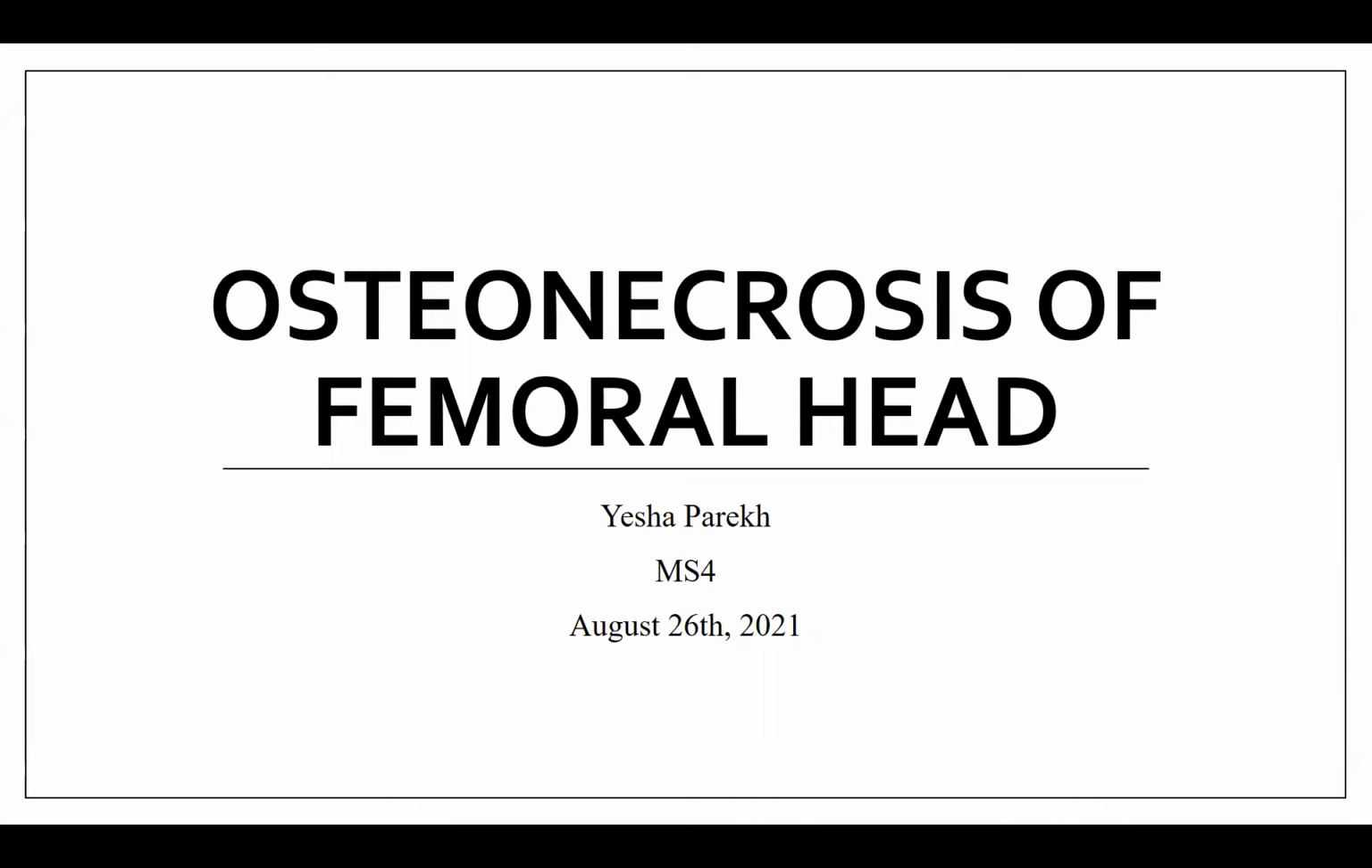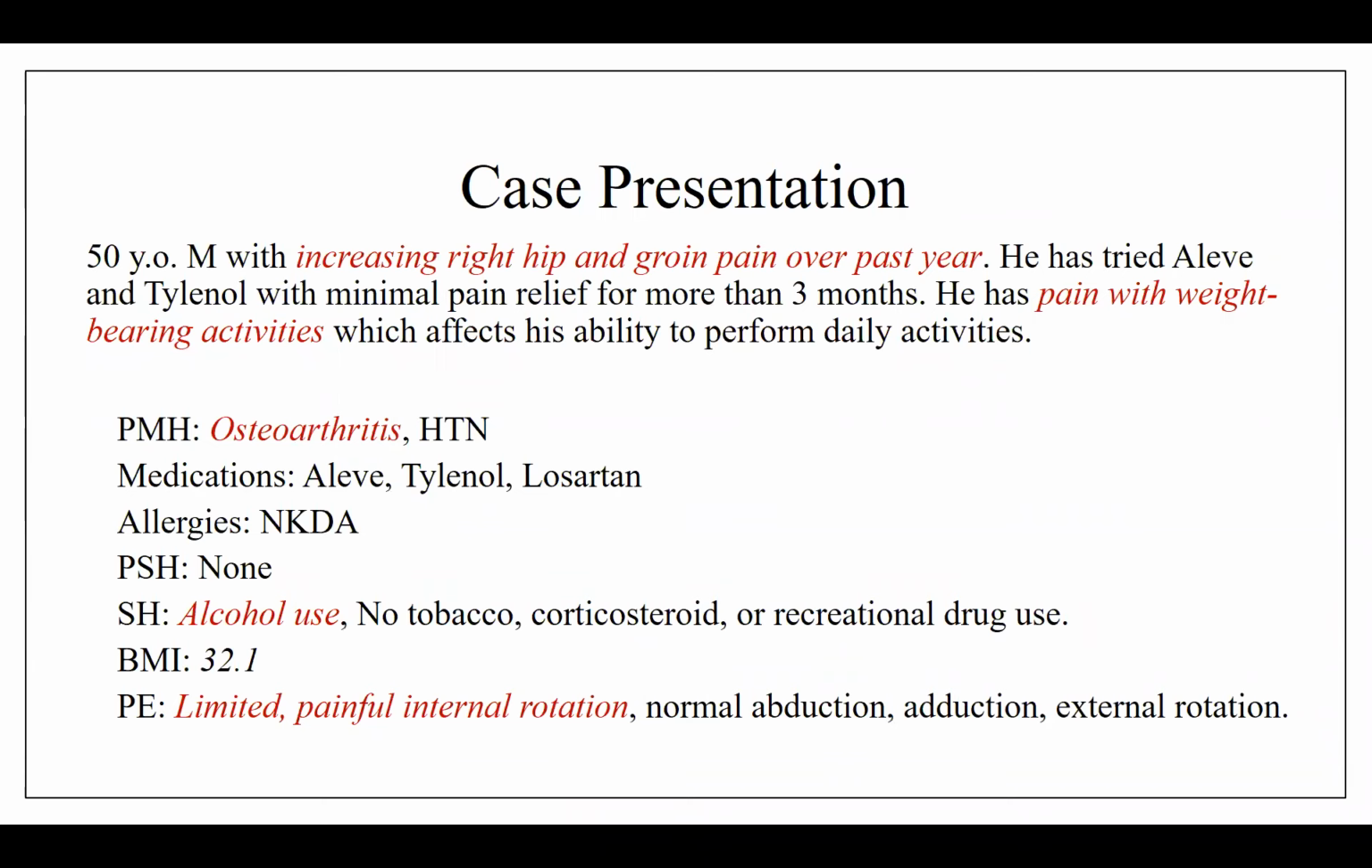So we'll start off with the case. This patient is a 50-year-old male with increasing right hip and groin pain over the past year. He has tried Aleve and Tylenol with minimal pain relief for more than 3 months. He has pain with weight-bearing activities, which affects his ability to perform daily activities. Past medical history is significant for osteoarthritis. Social history is significant for alcohol use. He has no tobacco, corticosteroid, or recreational drug use. Physical exam is notable for limited, painful internal rotation.